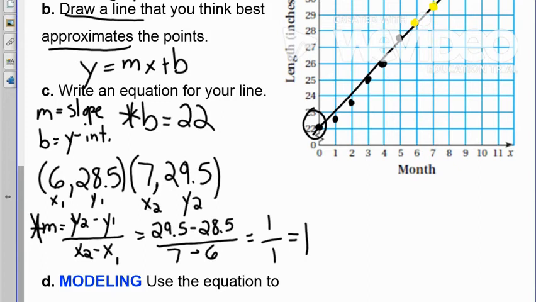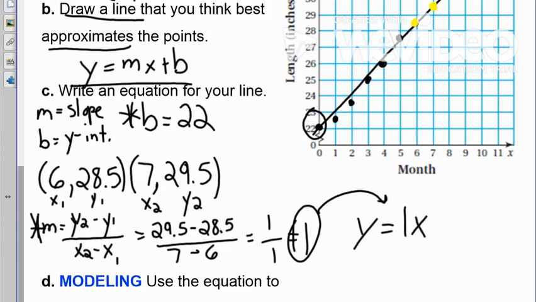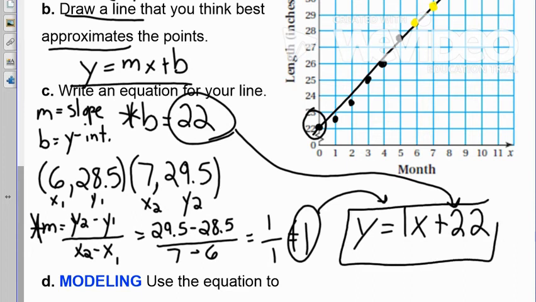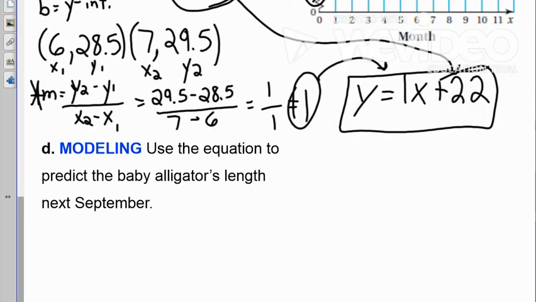Okay, so we now have our two points. Once we have m and we have b, we can plug them into an equation to represent the length of the alligator over time. So we're going to use 1 for our slope, so y = 1x, or you could have just said x, plus the initial length, which is right here, and that is 22. And there's the equation for your line. That's the gist of what we're trying to do here. We're just drawing a line and writing an equation. The only thing that makes it difficult is that you're adding in additional points that you might not already know.